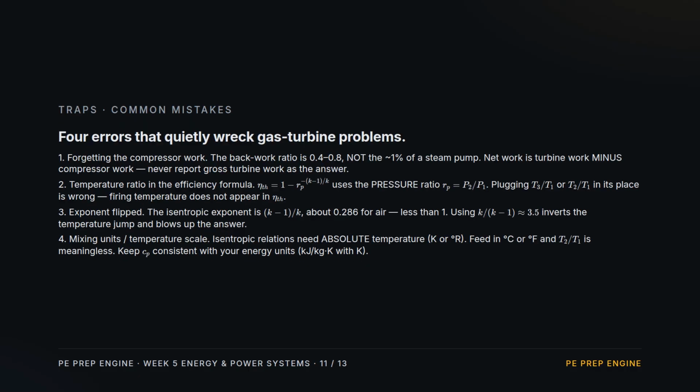4 traps. 1. Forgetting the compressor work. The back work ratio runs 40 to 80%, not the 1% of a steam pump. Net work is turbine minus compressor. 2. Putting a temperature ratio in the efficiency formula. It uses the pressure ratio, P2 over P1. Firing temperature never appears. 3. Flipping the exponent. It is K minus 1 over K, about 0.29 for air, less than 1. Invert it and the answer explodes. 4. Using the wrong temperature scale. Isentropic relations demand absolute temperature, Kelvin or Rankine. Celsius or Fahrenheit makes the ratio meaningless.